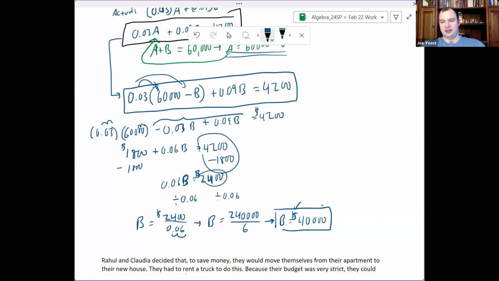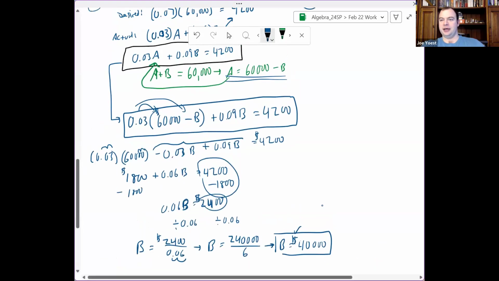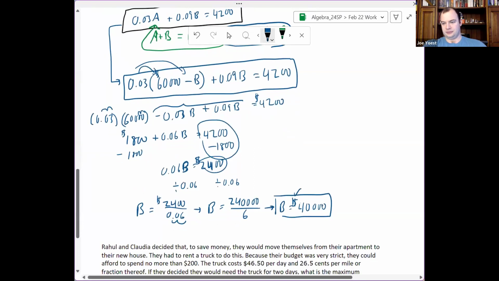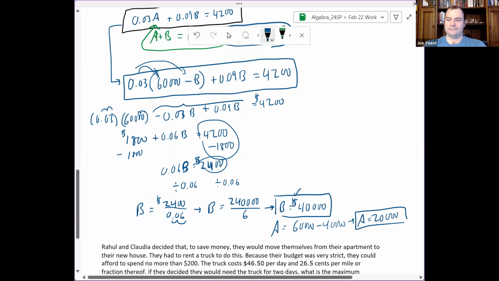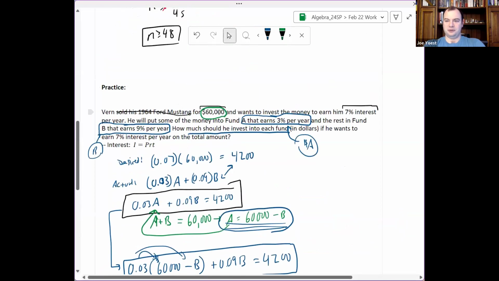And then if I invest 40,000 in fund B, how much is left for fund A? $20,000 will go into fund A. And that also is in dollars. So Vern should invest 40,000 in fund B, 20,000 in fund A in order to invest the full 60,000 at 7% interest.